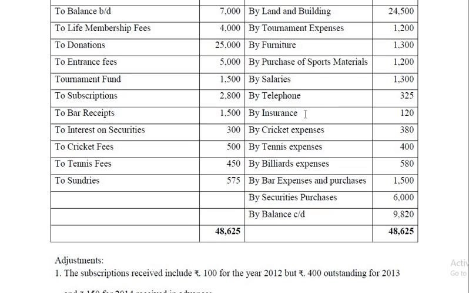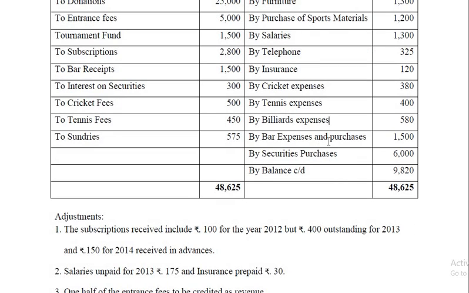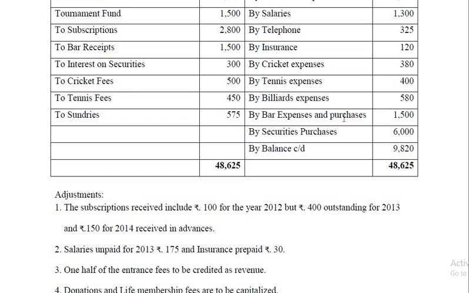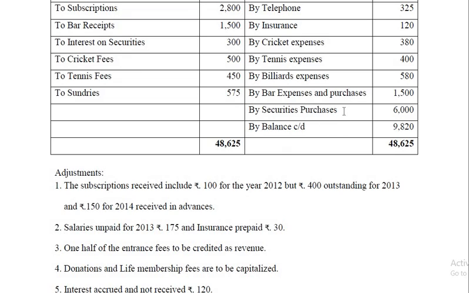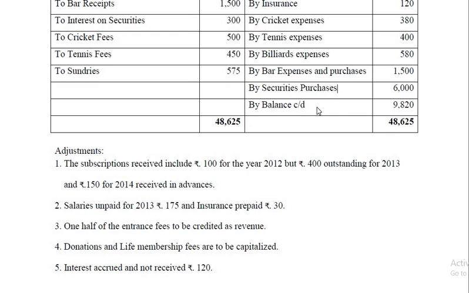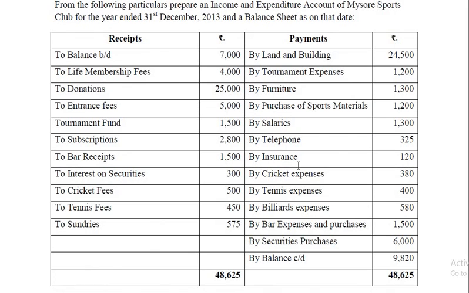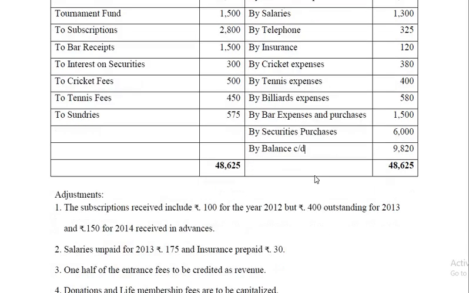Salaries, telephone expenses, insurance, cricket expenses, tennis expenses, billiard expenses. These are to be debited to income and expenditure account. Bar expense and purchase also to be debited to income and expenditure account, but therefrom you have to deduct the closing bar stock. Securities purchases, this is nothing but investment, will come to the closing balance sheet. Balance carried on, closing balance of cash, this will also come to the closing balance sheet asset side. Opening balance will come to the opening balance sheet, whereas closing balance will come to the closing balance sheet.